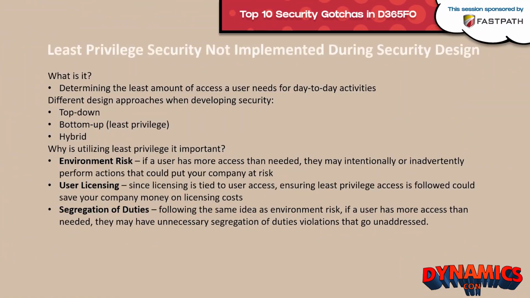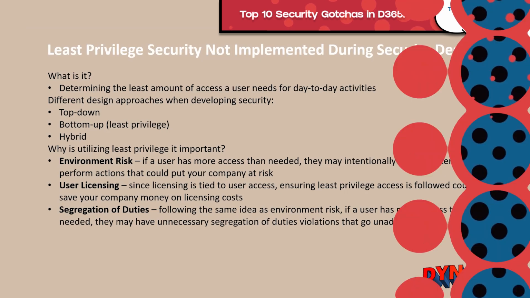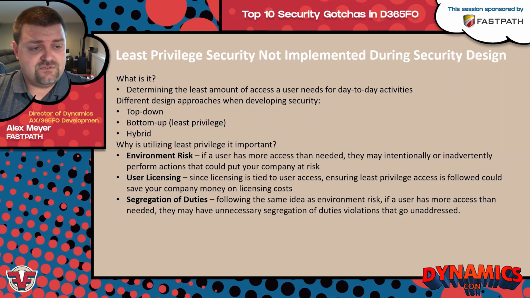So we talked about this idea of least privilege security in a couple different places before, but we haven't really defined that yet. One of the gotchas that I wanted to go over was this idea that least privilege security isn't being utilized or implemented during your security design. So the first thing we want to do is define least privilege security. What we're saying is we want to determine the least amount of access that a user needs for their day-to-day activities, right? That's the end goal. We're trying to get them to only be assigned access that they need, nothing more. And that's the idea of least privilege security.